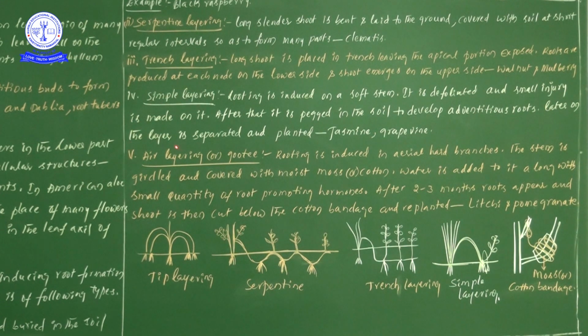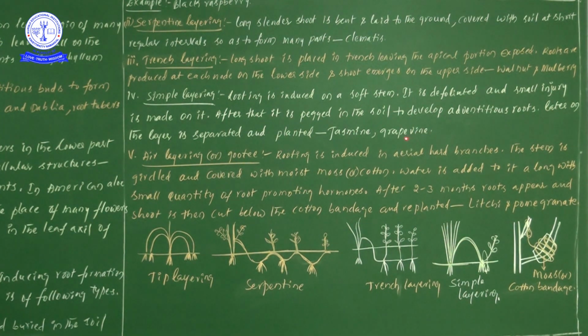Later on the layer is separated and planted. So here it can be separated. Once you see, this kind of thing we have seen in stolons, no. Again, one is a particular stem that grows obliquely downwards. Likewise we can see it in jasminum, or jasmine, and one more is grape vine. Grape vine and grape plants.